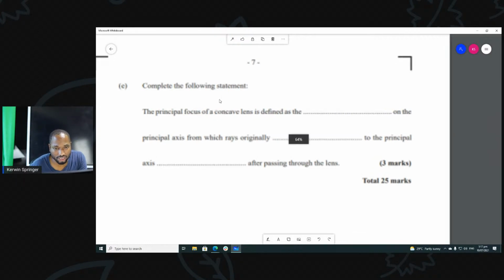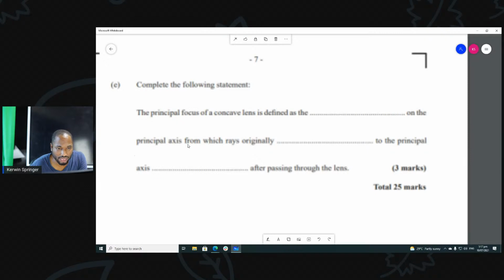The principal focus of a concave lens is defined as the point on the principal axis from which rays originally parallel to the principal axis, after passing through the lens, will emerge. Diverge or converge. Parallel converge, yeah. So point, parallel, converge. There was parallel coming, they converge down. That's the principal focus.